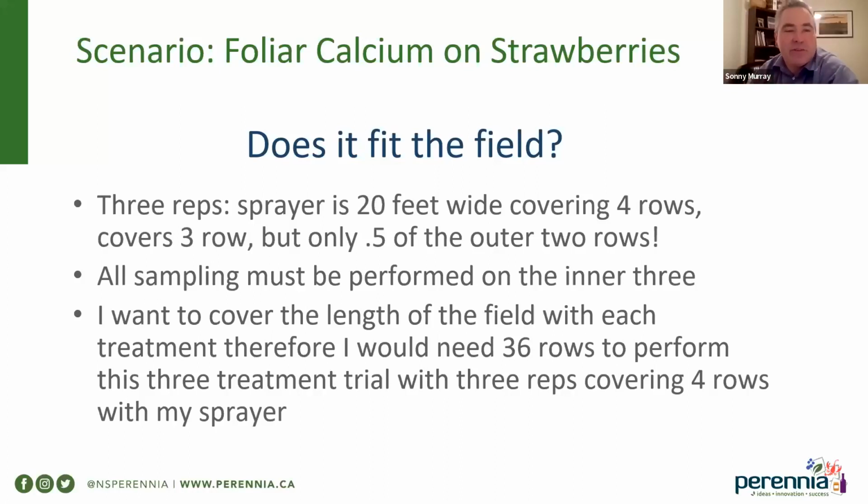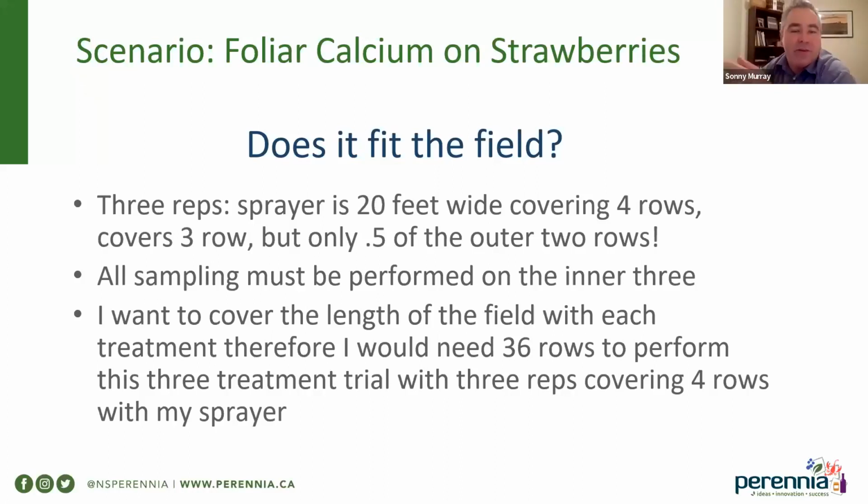So we want to do at least 3 reps. More is better, 3 is kind of the minimum. Our sprayer is 20 feet wide. Our row spacing is 5 feet wide in the strawberry field, typically. So we're covering 4 rows, but our outer rows are only getting half covered because we're straddling one of those rows. Because those rows are half covered, typically when we spray, we'll come back around and our overlap will cover the other half row. So we don't want to take our measurements, our readings from those outer rows of the treatment area. We want to keep them to the inner 3.